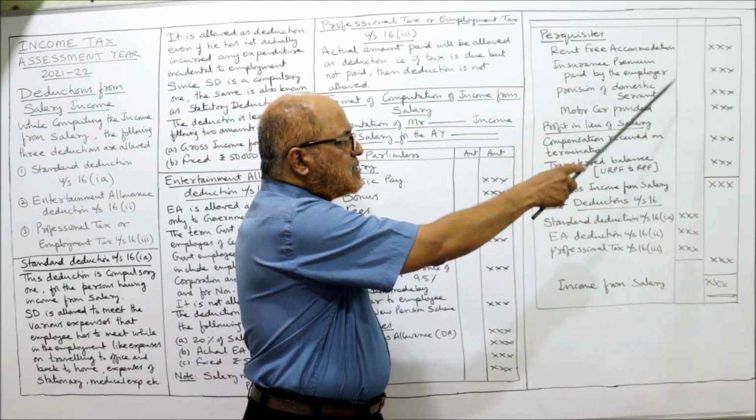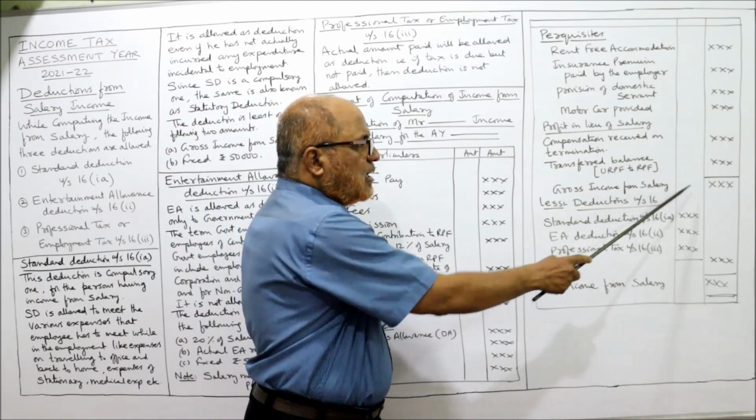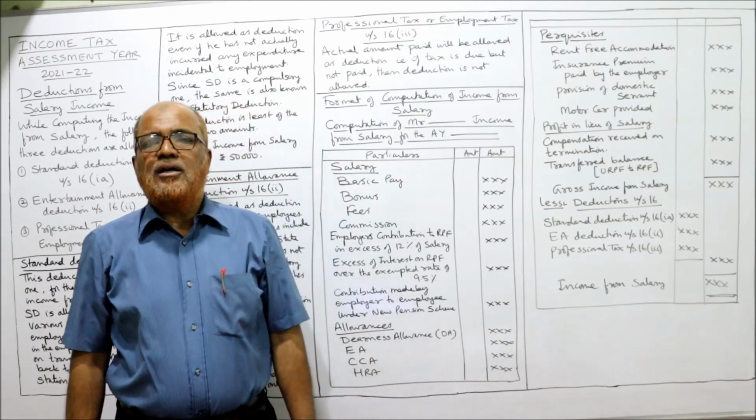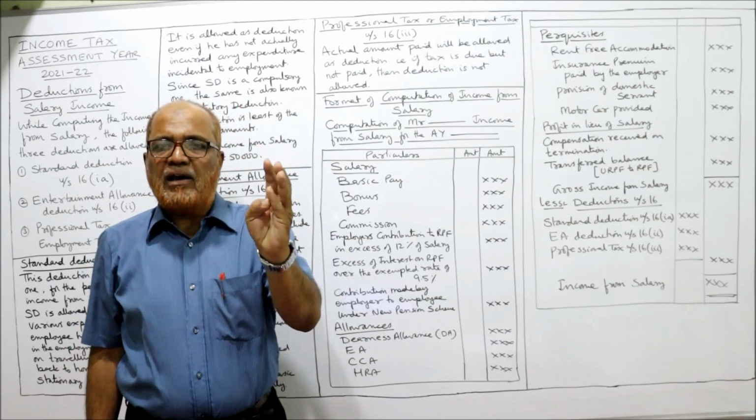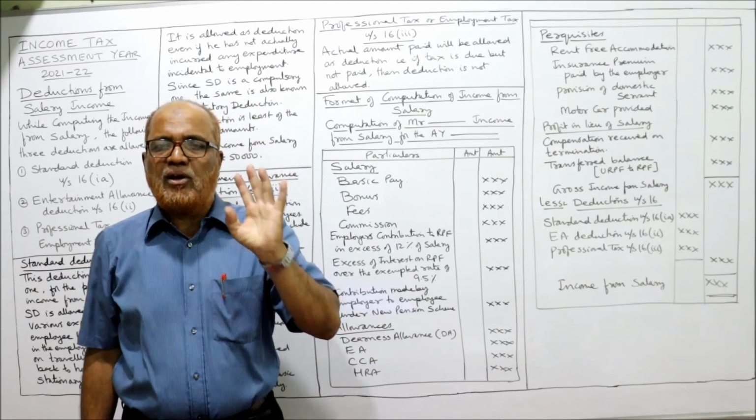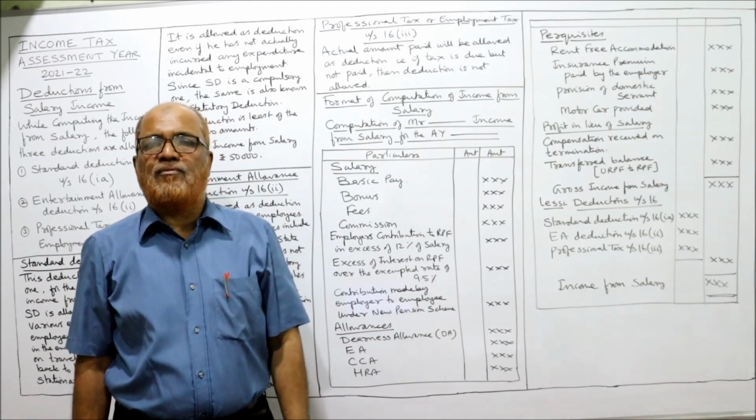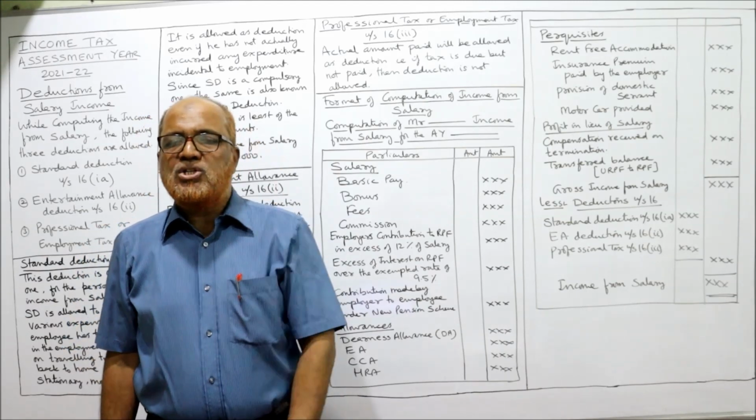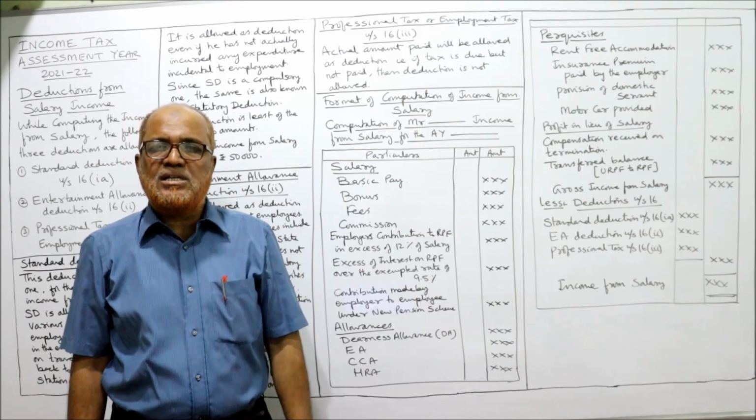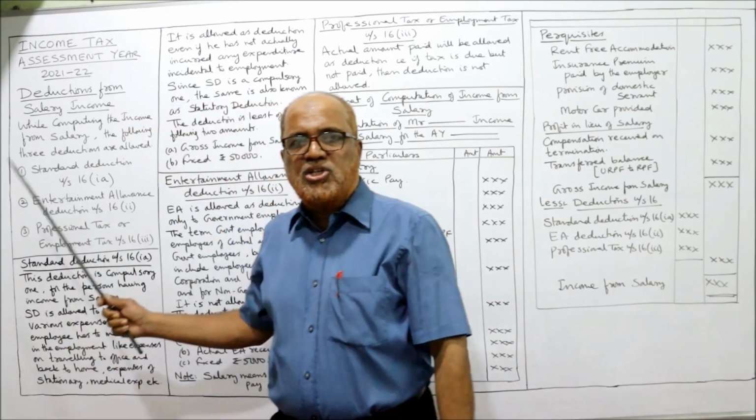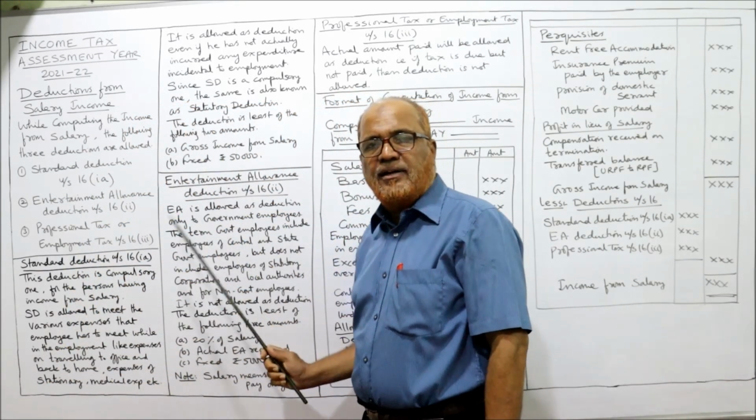The total of all these is called gross income from salary. The total of salary, allowances, perquisites, profit in lieu of salary. That is called gross income from salary. From this, deductions are allowed under section 16. Three deductions. Just now I have explained all the three deductions.